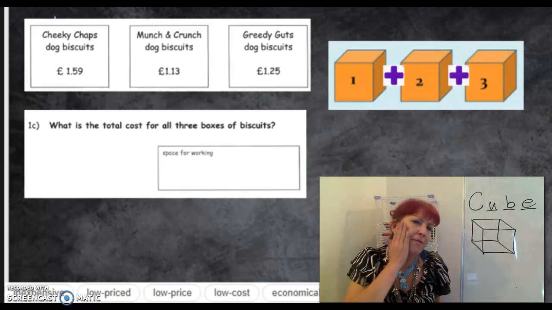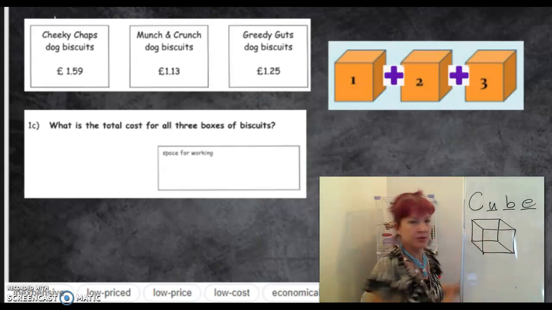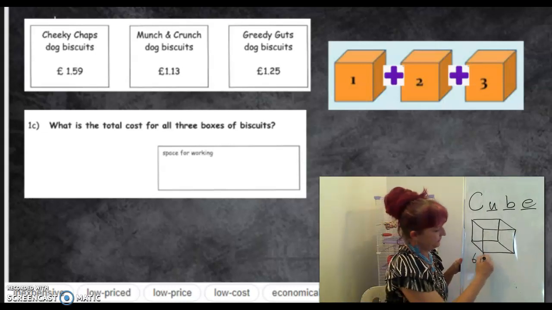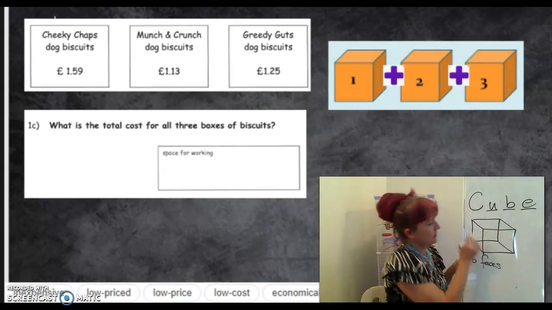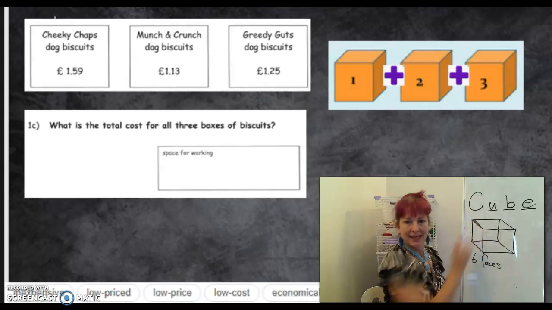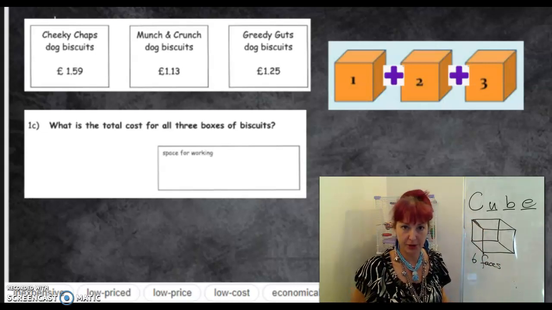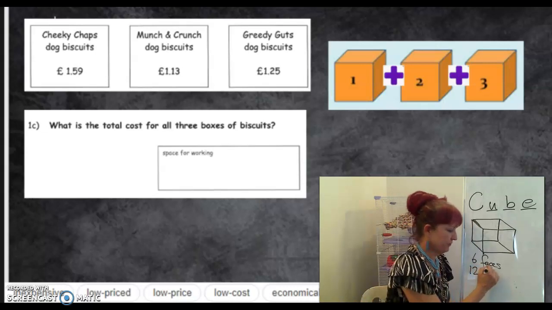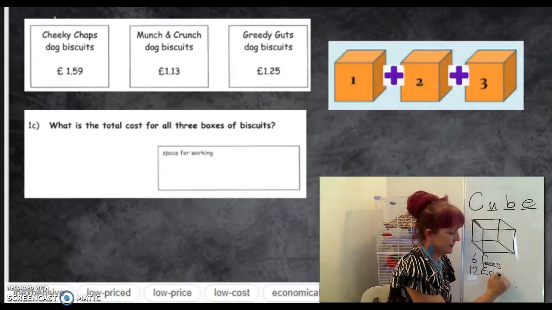How many faces does a cube have? I hope you said 6 faces. What are these things called? Edges. How many edges? I hope you said 12 edges.